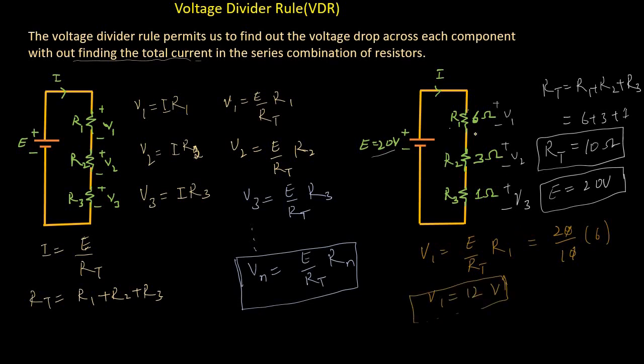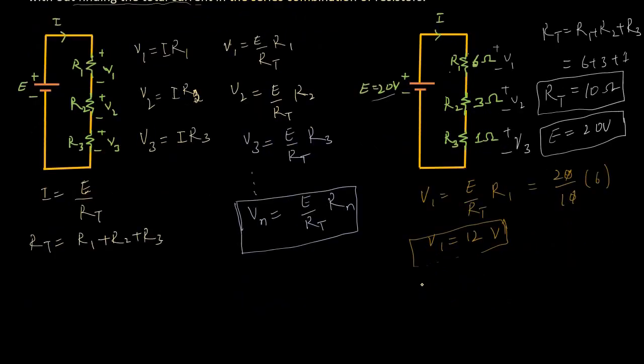So we have a 12 volt drop across the R1 resistor. The voltage drop across R2, let's say V2, equals E divided by RT into R2. E is 20 divided by RT, which is 10 ohms, and R2 is 3 ohms. The zero cancels the zero, so V2 equals 6 volts.